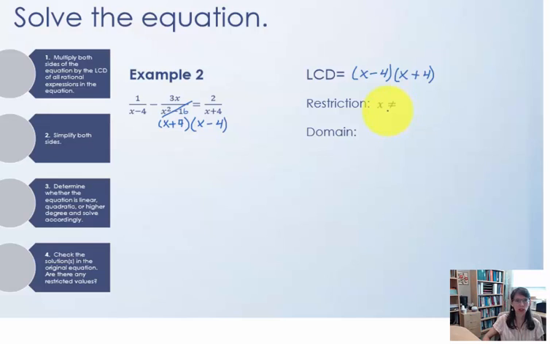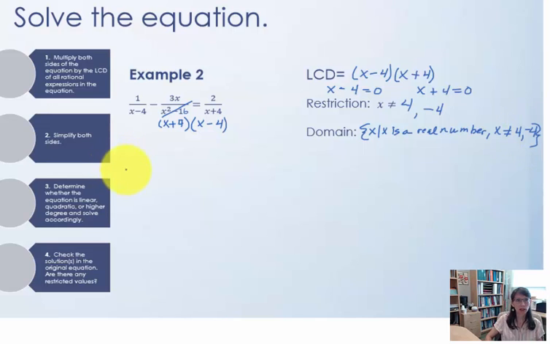So to find the restrictions, that means we're setting each factor equal to 0. So x minus 4 set to 0 means that the x value of 4 would make this equation equal to 0. For the second factor, x plus 4 set to 0, subtracting 4 means an x value of negative 4 would make that 0. So our domain is the set of x such that x is a real number, but x cannot equal 4 or negative 4.